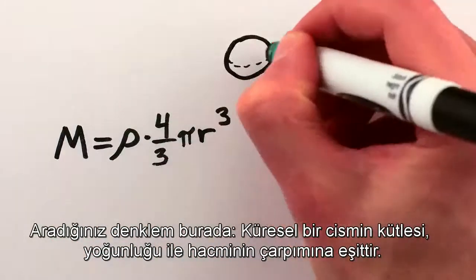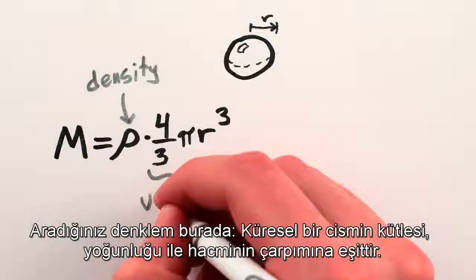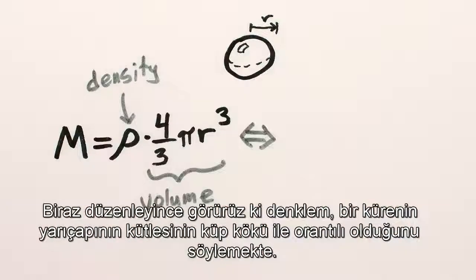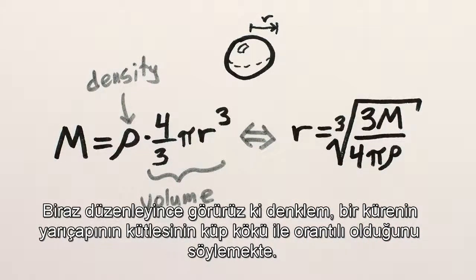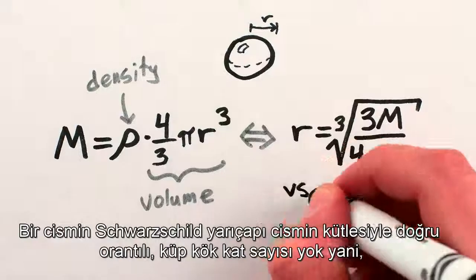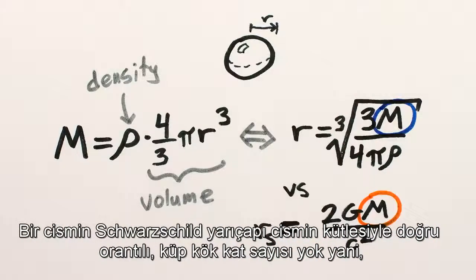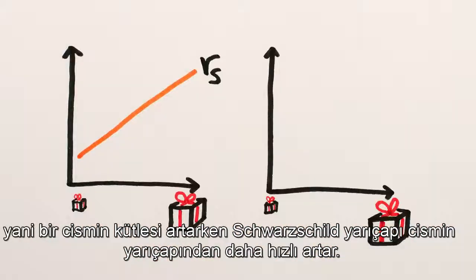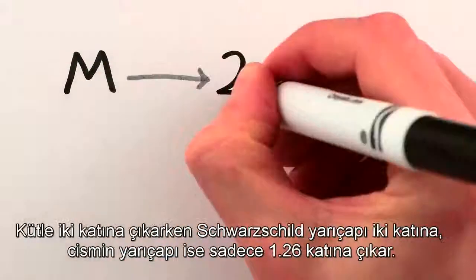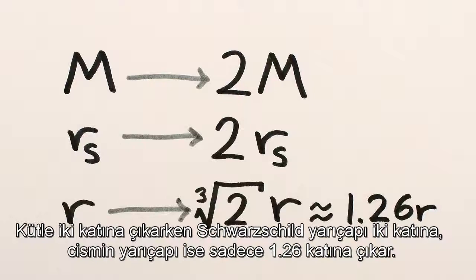It describes how the mass of a spherical object is equal to the density of the material in question times the volume it takes up. Or rearranged a little bit, it says that the radius of that sphere is proportional to the cube root of its mass. Now, the Schwarzschild radius of an object is proportional to mass directly, no cube roots involved. So as an object's mass increases, its Schwarzschild radius will increase much faster than its actual radius. Double the mass, double the Schwarzschild radius, but only 1.26 times the actual radius.